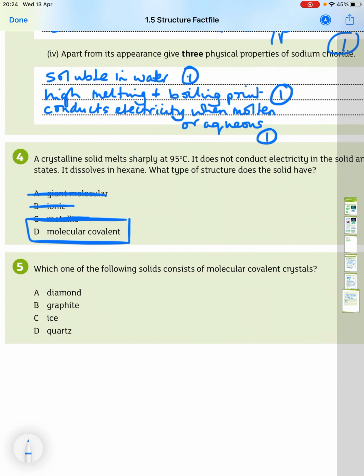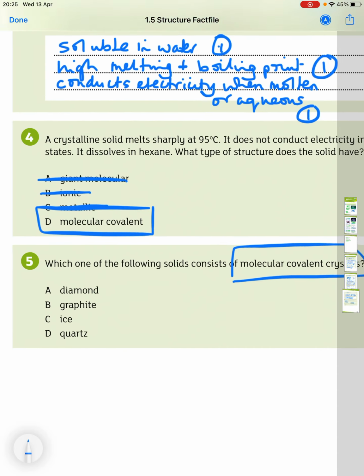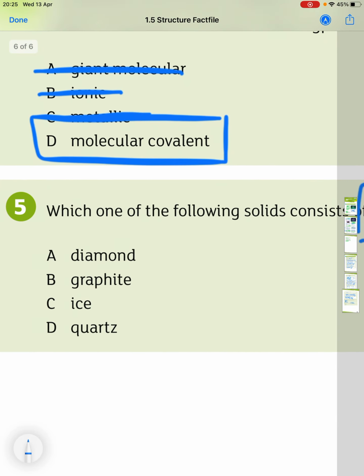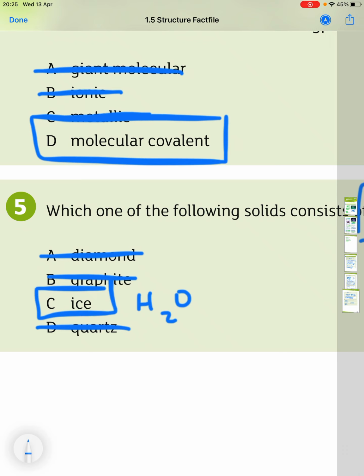And finally, which one of the following solids consists of molecular covalent crystals? So you're looking for something which is a small molecule. Diamond is giant, graphite is giant, quartz is giant. So ice, of course, is made up of water, which is a simple covalent molecule. So it has to be C, ice.